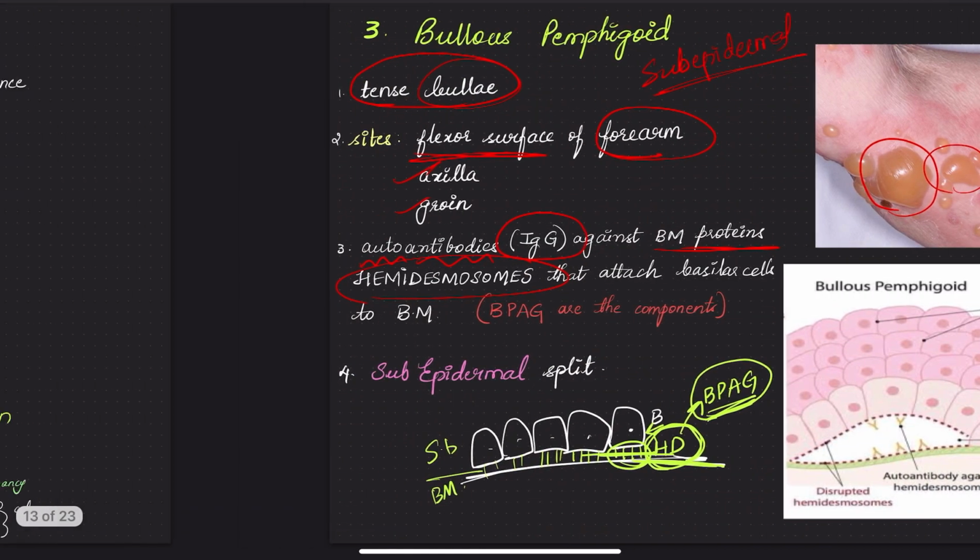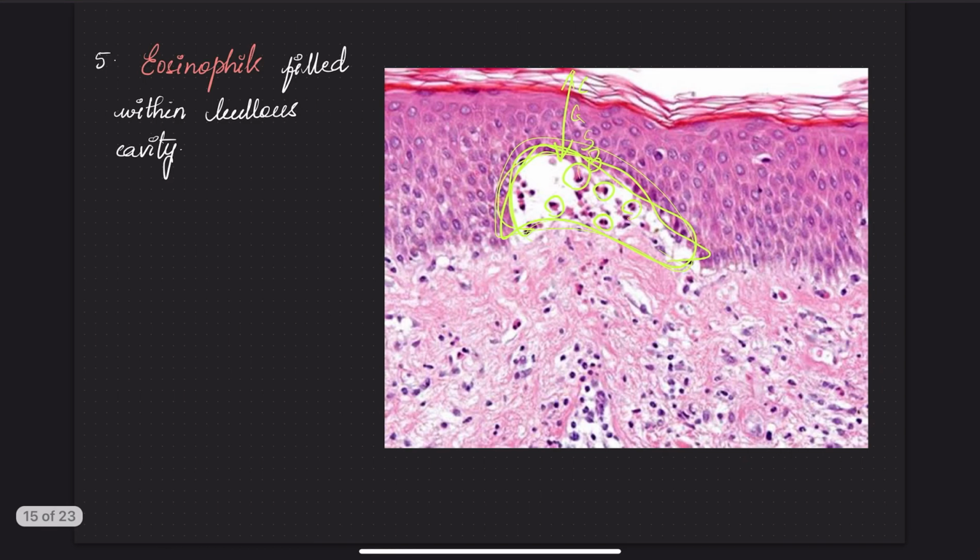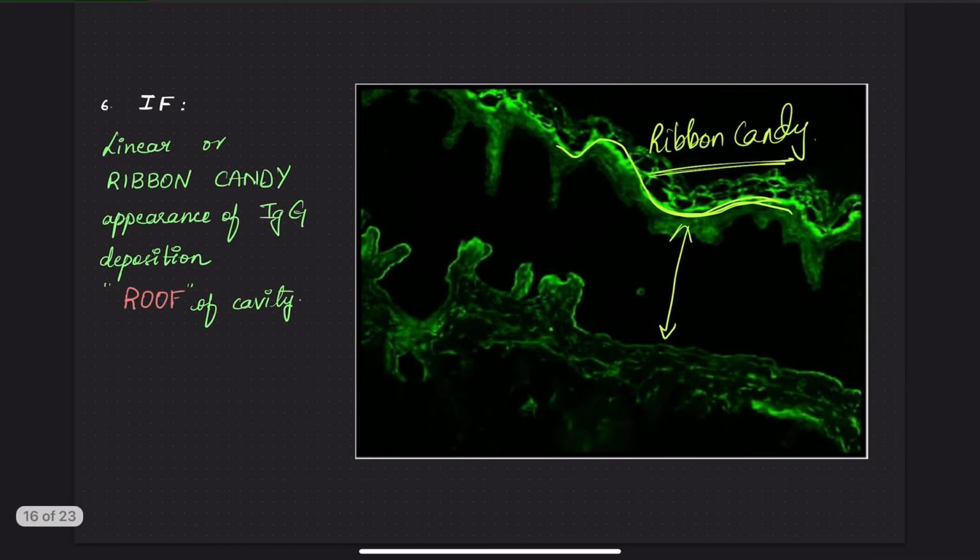So in bullous pemphigoid, there is formation of tense bullae, and IgG immunoglobulins attack the hemidesmosomes. Hemidesmosomes are present between the cells of stratum basale and the underlying basement membrane. Hemidesmosomes are made up of BPAG, and BPAG is attacked in bullous pemphigoid, and hence there is a subepidermal split. In the subepidermal split, there are lots of eosinophils. In immunofluorescence studies, you find this linear or ribbon candy IgG deposition towards the roof of the cavity. These are the important points of bullous pemphigoid.